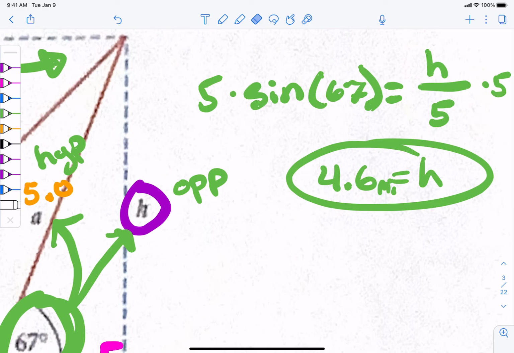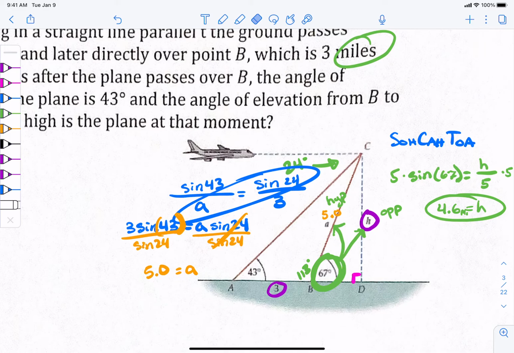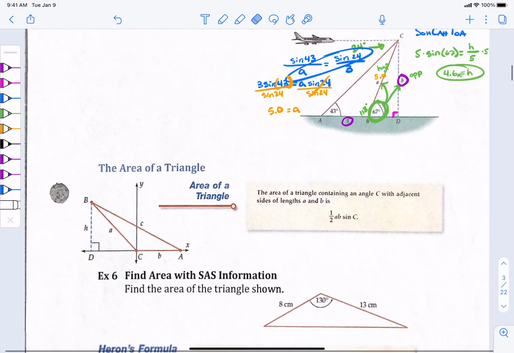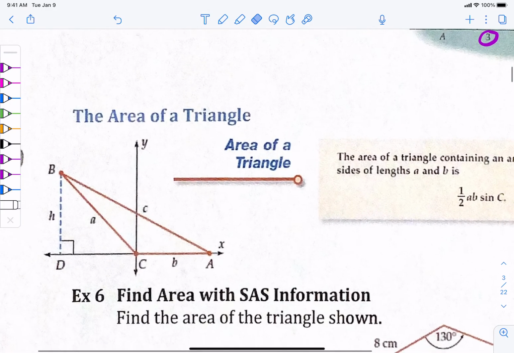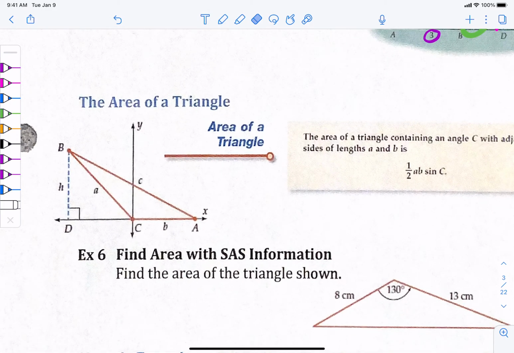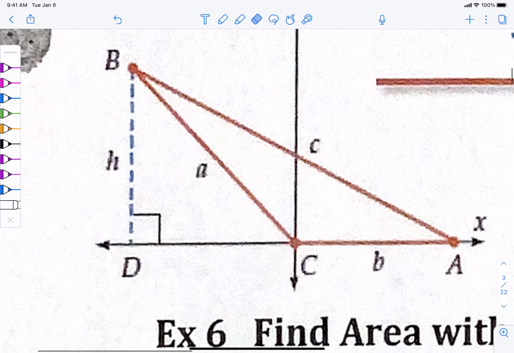Anytime you have the SOHCAHTOA stuff, you can always use the law of sines with the 90-degree angle. But if it's a right triangle, you can use SOHCAHTOA. Okay, good? All right, now this is stuff that's not the law of sines. This is a formula for finding area of a triangle. Okay, let's do this. Look at this triangle right here. I'm gonna show you how they get this formula.